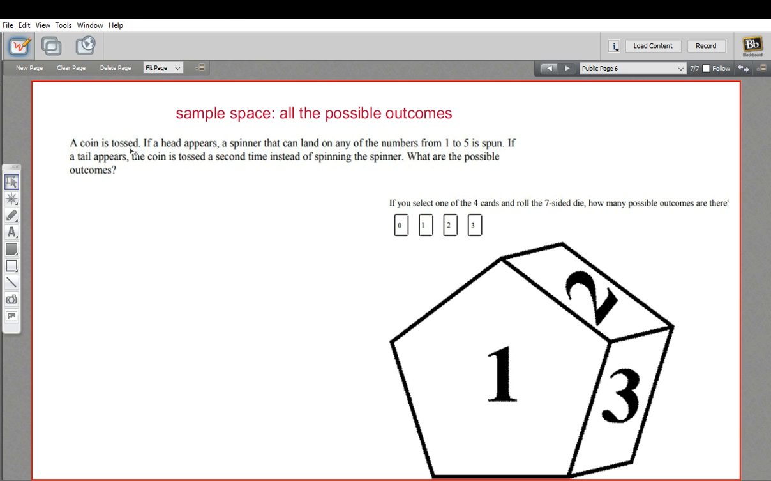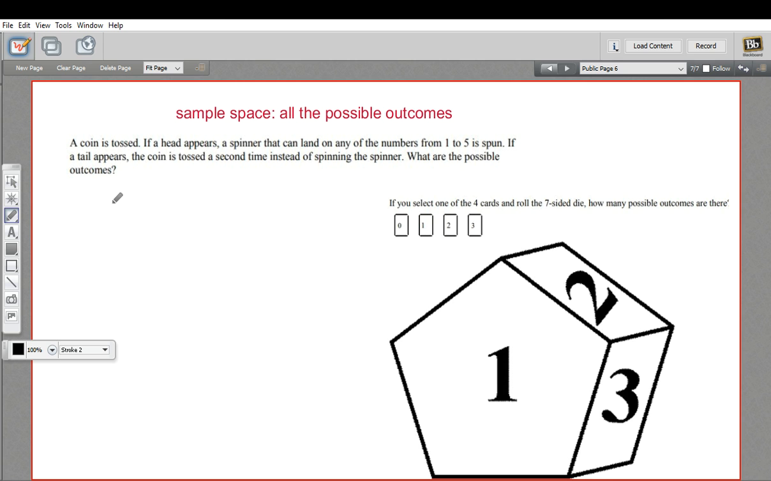It says a coin is tossed. If a head appears, a spinner that can land on any of the numbers from 1 to 5 is spun. If a tail appears, the coin is tossed a second time instead of spinning the spinner. What are the possible outcomes? So, what they want here is a sample space. They want a list of all the things that could happen.